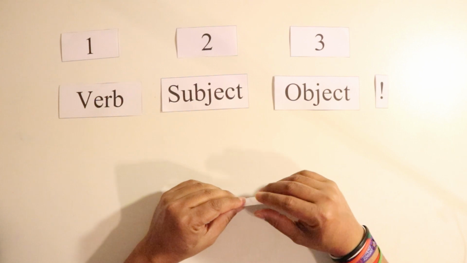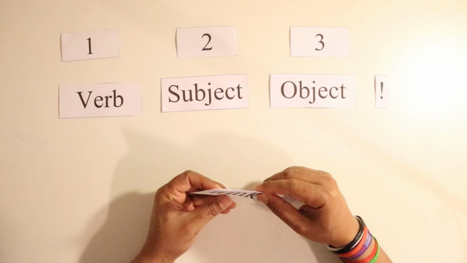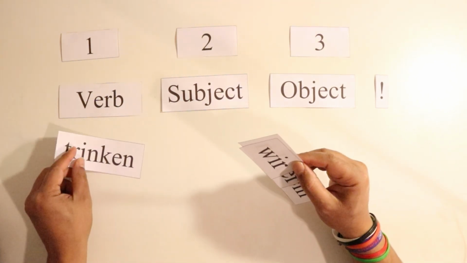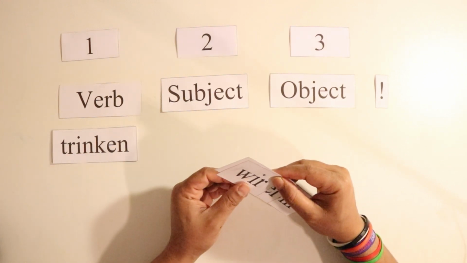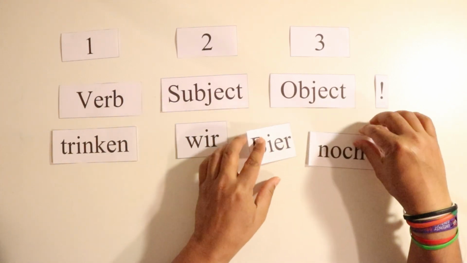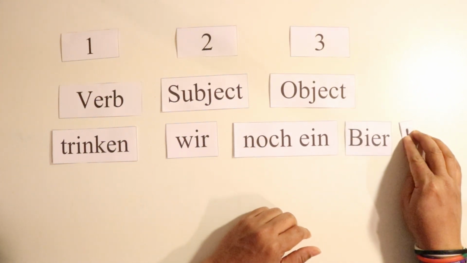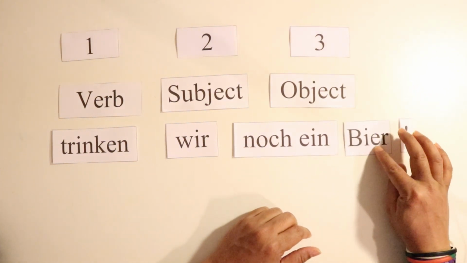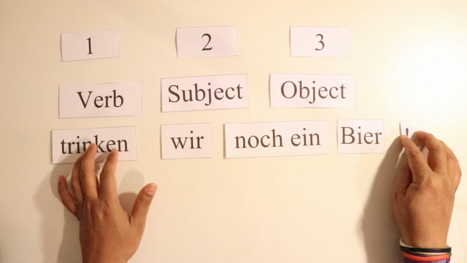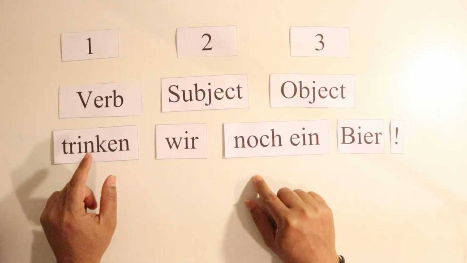Now, for an original imperative German sentence when we have one subject, how will we organize or make the German sentence? As usual, the verb will be placed in the first position, then the subject will come, then we will have the object. Trinken wir noch ein Bier, and as usual we must give one exclamatory sign. So this is the second rule of the German imperative sentence when we have a subject.